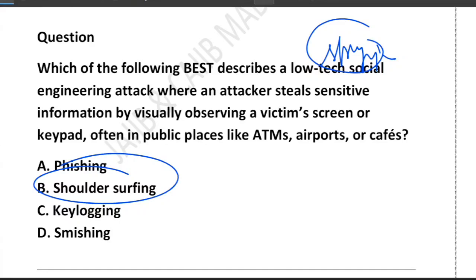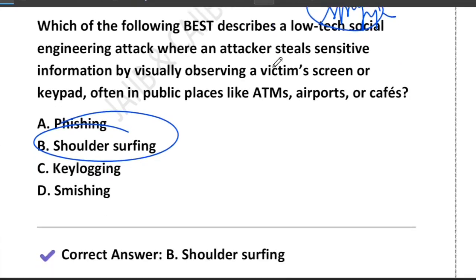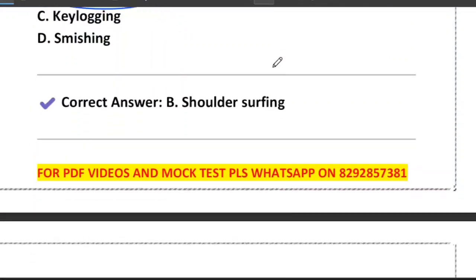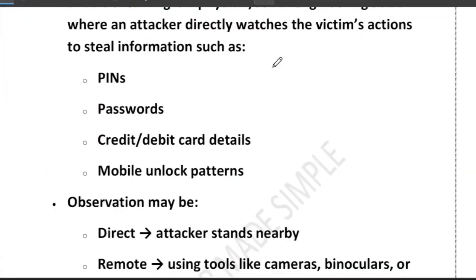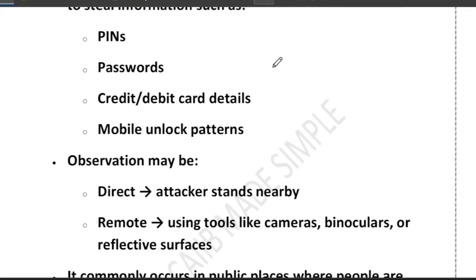So what does the attacker try to steal? The attacker tries to steal the ATM PIN, mobile unlock pattern, password, credit or debit card details, the OTP you type, and email login credentials. They may stand close, or they may use reflection, small cameras, or binoculars from a distance, right? Typical places where shoulder surfing is done are ATMs, airport waiting areas, cafes, cyber cafes, train stations, and offices with public cubicles.